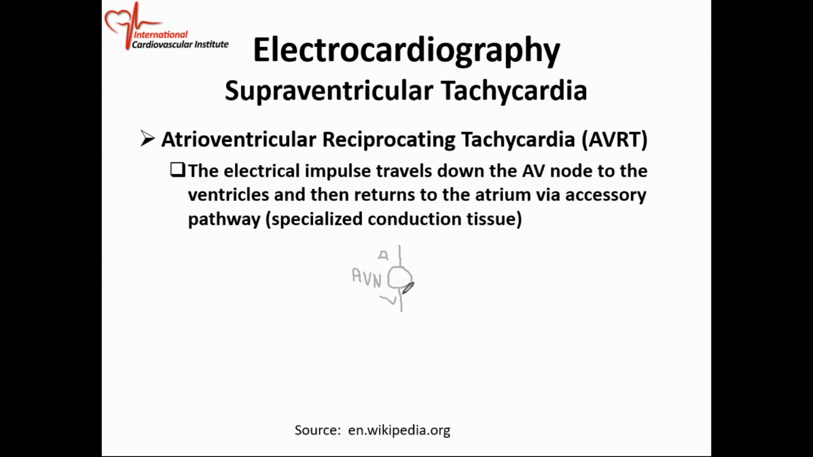A bypass tract is a specialized conduction tissue that bypasses the AV node and connects the atrium directly to the ventricle. It's just like if you have a short circuit in the wiring of your house and you bypass a load or you bypass the power station. So this bypass tract, let's call it BT. It bypasses the AV node. So it connects the atrium directly to the ventricle.